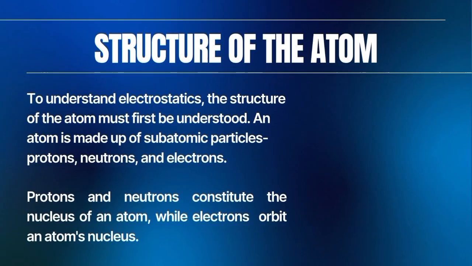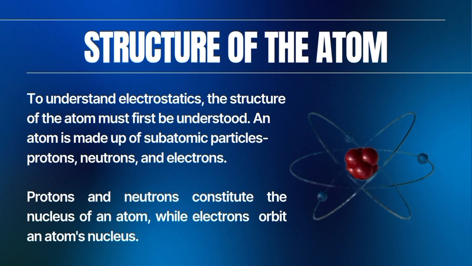This is the structure of the atom. To understand the electrostatics, the structure of the atom must first be understood. An atom is made up of subatomic particles, protons, neutrons, and electrons. Protons and neutrons constitute the nucleus of an atom while electrons orbit an atom nucleus.